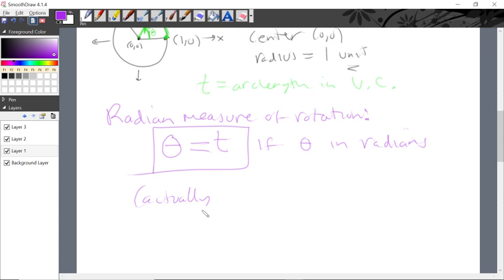Really, we allow this to work if we're not in the unit circle necessarily at all. We actually say that theta is equal to s over r, where s is in fact the arc length, the value for arc length we would use when r is not equal to 1, for instance. So more generally, this is actually how we define radians, okay? This is how we define radians, not degrees.